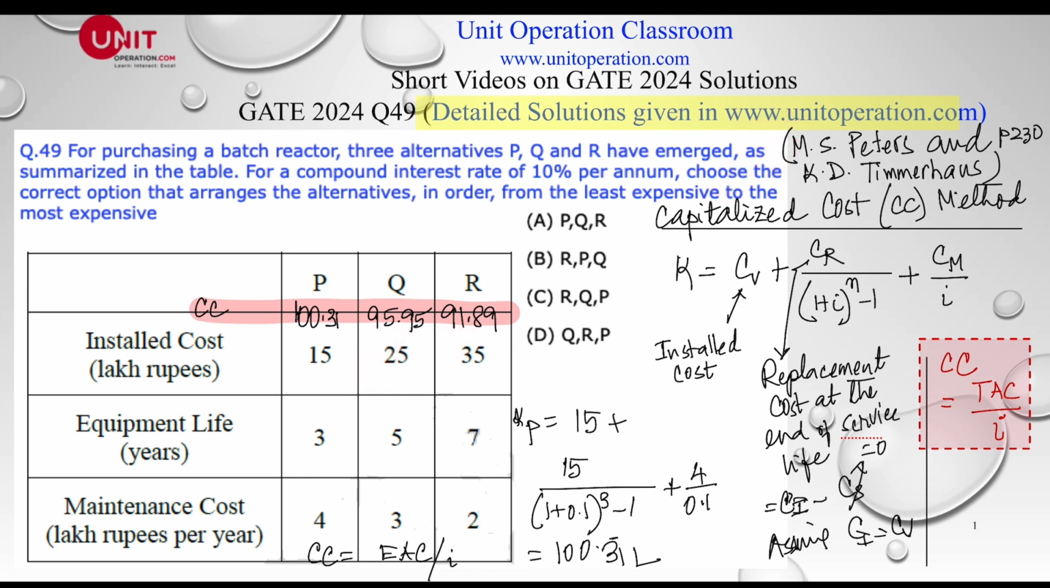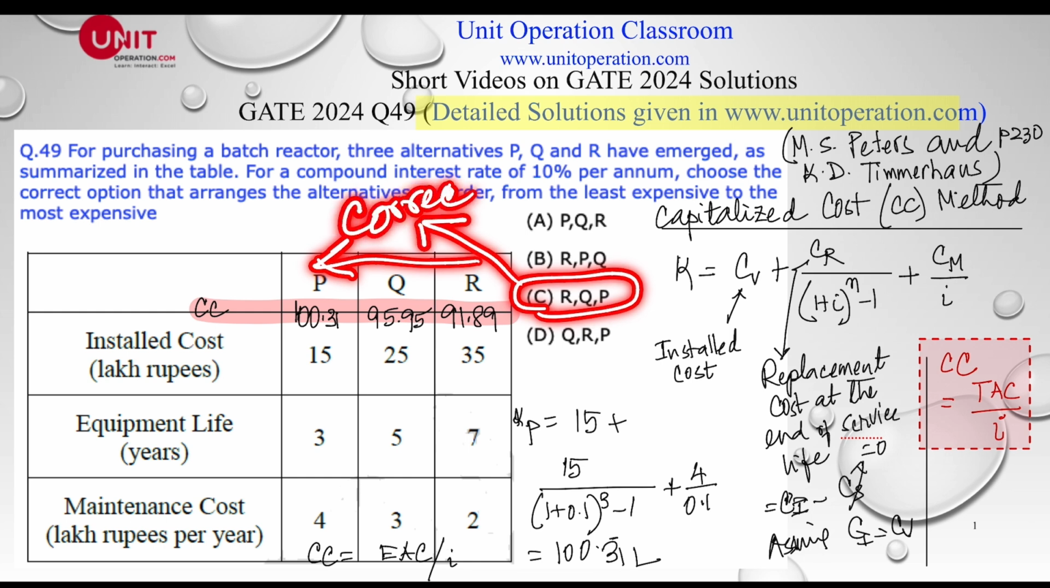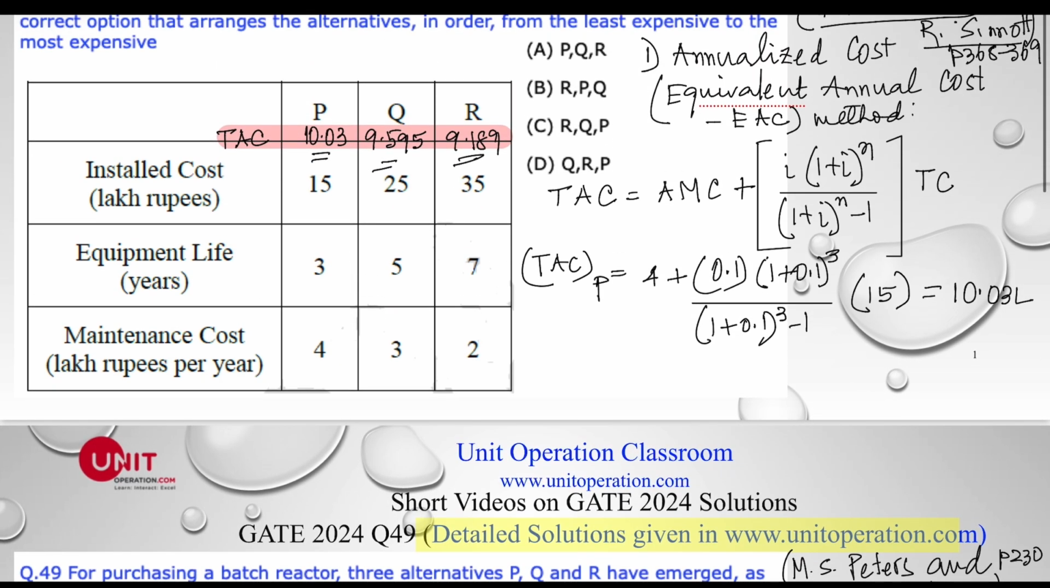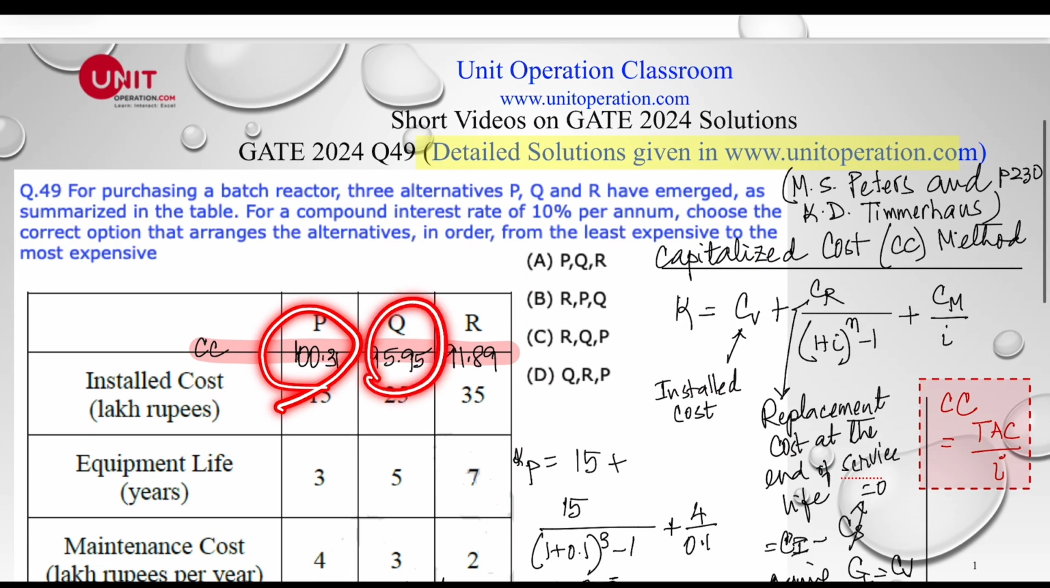Okay, so again, if you take this method, CC method, we can see that it goes along this direction, R, Q, P. So we get the same conclusion that option C is the correct one. Just one quick thing I want to say: the CC value you get is equal to the ESC value which we have calculated before divided by I. So I just want to show you, for P this is 100.31 and the ESC value was 10.03. So CC value will be equal to 10.03 divided by I, which is 0.1, which is equal to 100.3. So the same values for Q and R.